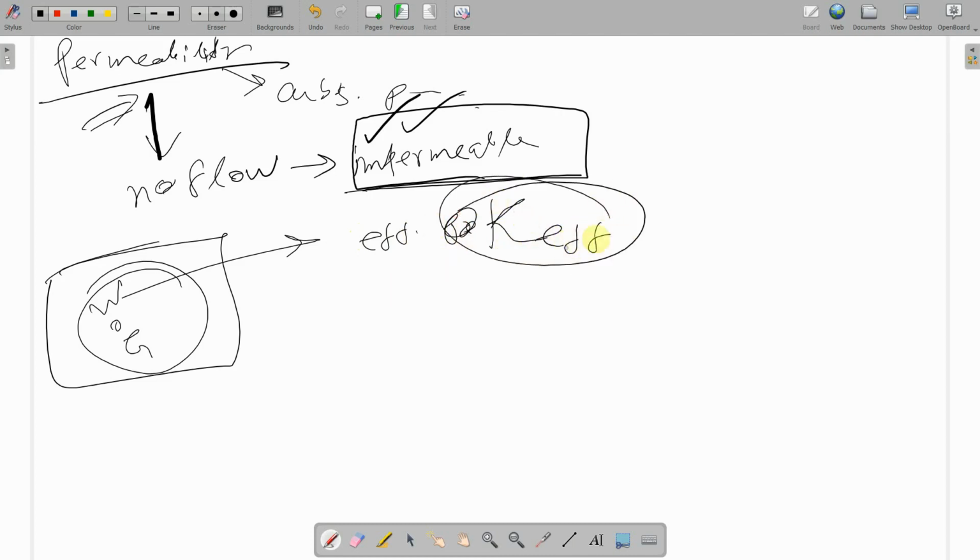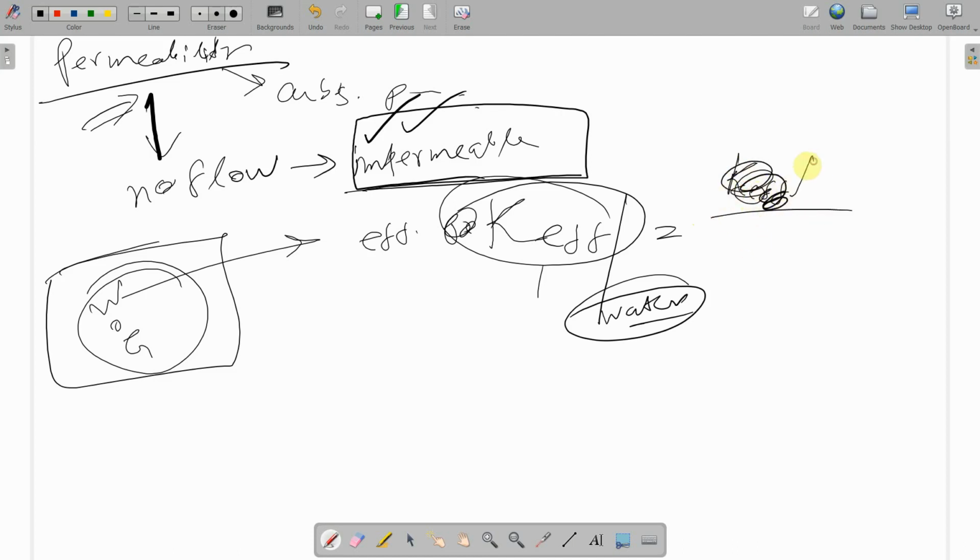It is defined as the capacity of the rock to conduct a fluid in the presence of other fluids, which is the effective permeability of that particular fluid, suppose water. So the effective permeability of the water can be expressed as the permeability due to the water, or in the presence of water, divided by the KT. That's called the effective permeability.